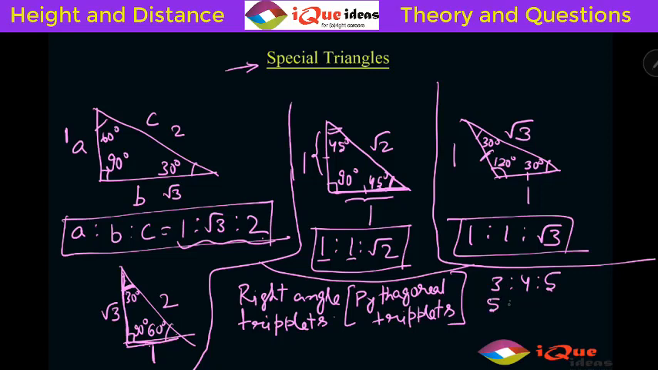Okay. Let's say the ratio 5 is to 12 is to 13. Right. 8 is to 15 is to 17. Okay. Then we have 7 is to 24 is to 25. And one more, that is 20 is to 21 is to 29. Right. So these are some 4 or 5 Pythagorean triplets that you can also memorize. Now let's go to the questions and see how we apply these things.